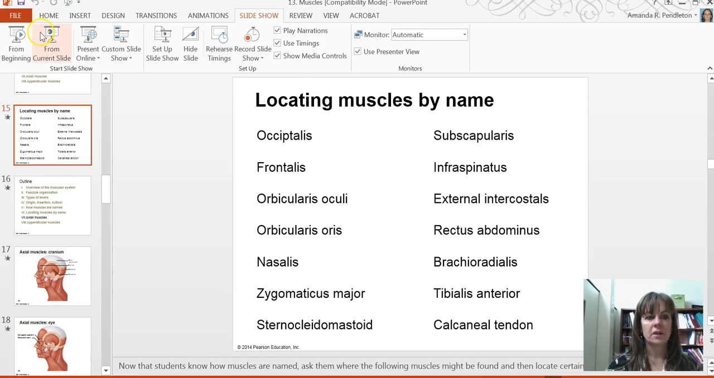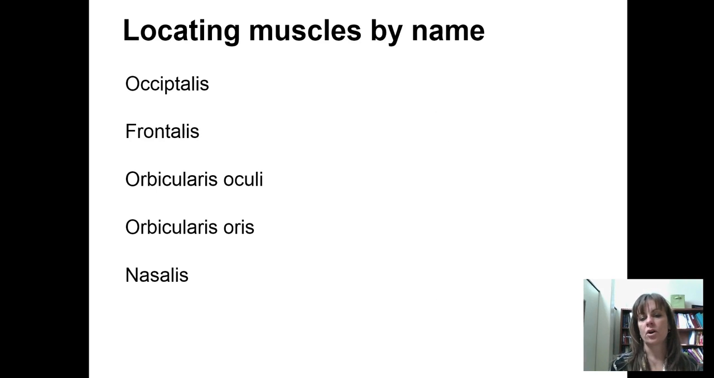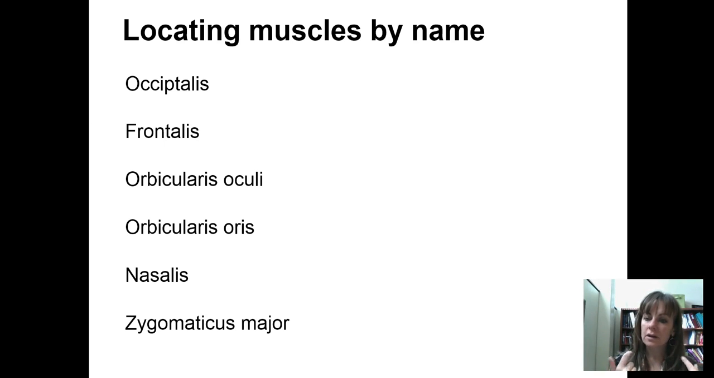Let's look at a couple of others. And I want you to try this on your own. So nasalis, where do you think that would be? Look on an image and see if just based on the name, you can determine where the nasalis muscle is. Zygomaticus major, what do you think it has to be attached to? That zygomatic bone. So look at some pictures and see, are there ones that are clearly attached to that zygomatic bone?